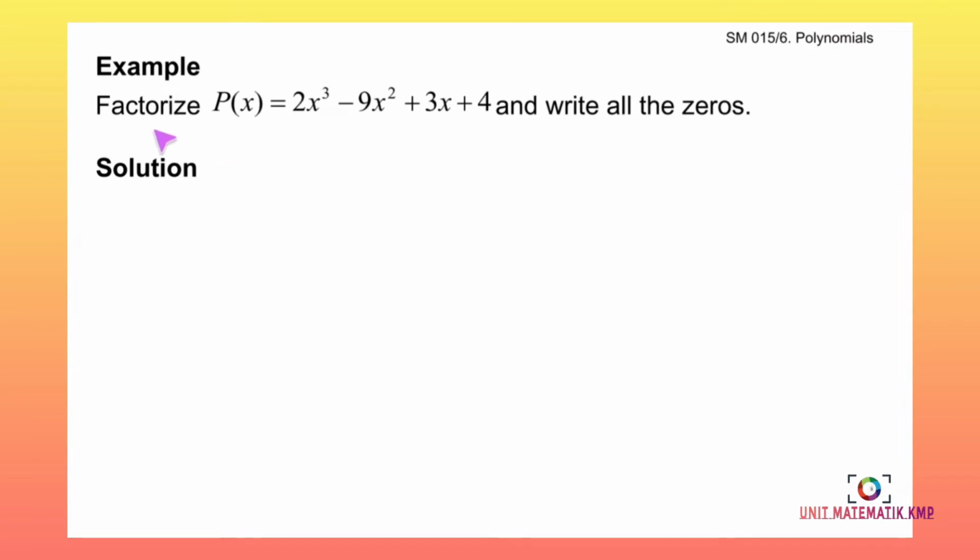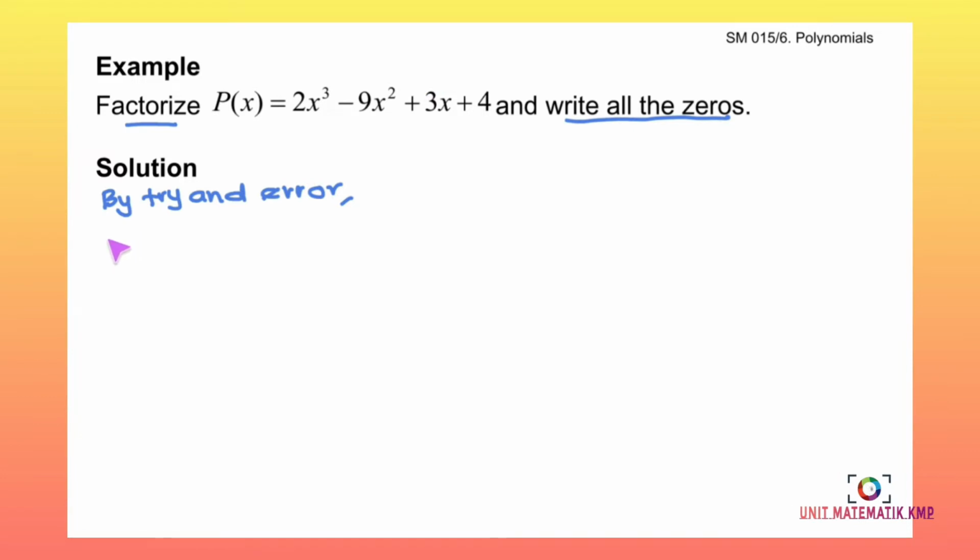Next, we want to factorize the given polynomial and write all the zeros. To factorize this polynomial, firstly, in this case, we need to use the method of trial and error to find one of the factors of this polynomial. Remember, the highest degree of this polynomial is 3, so we should have 3 factors. So let's try. By trial and error, try to substitute a number into the given polynomial that gives the answer 0.